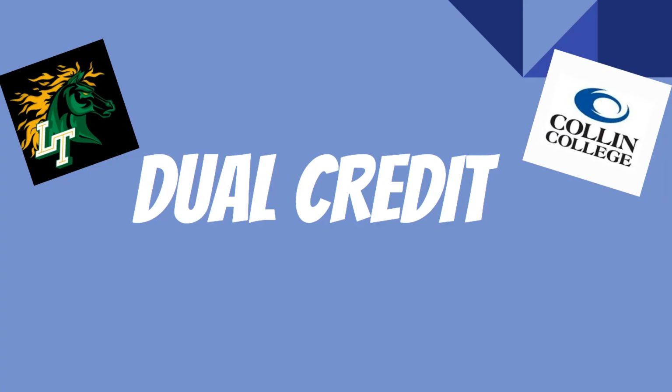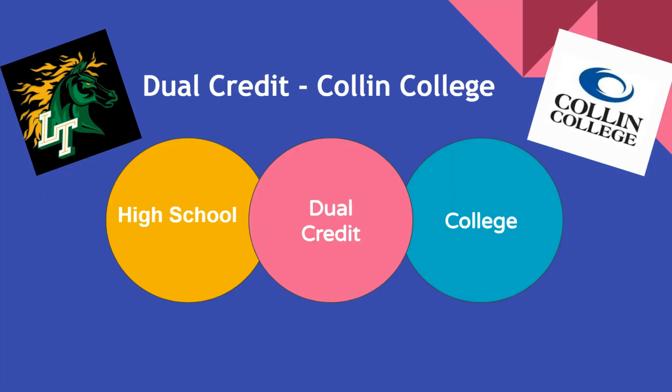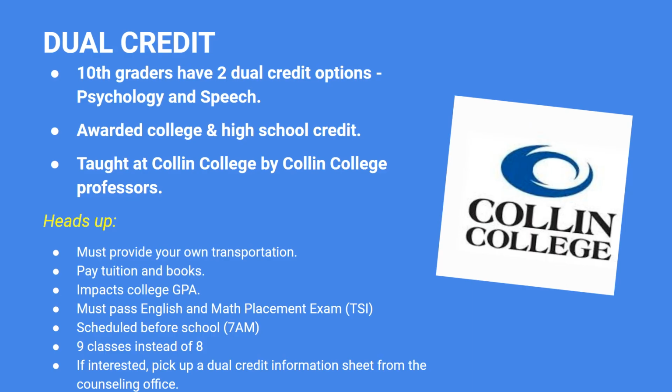Some of you may want to take dual credit next year. Dual credit is where you receive high school credit and college credit at the same time for the same course. Sophomores have two choices for dual credit, psychology and speech. You can be awarded both college and high school credit for these courses taught at Collin College by Collin College professors. Keep in mind that if you take a dual credit class next year, you'll have a total of 9 classes per semester. You'll take the 8 required here, plus 1 before school at 7 a.m.